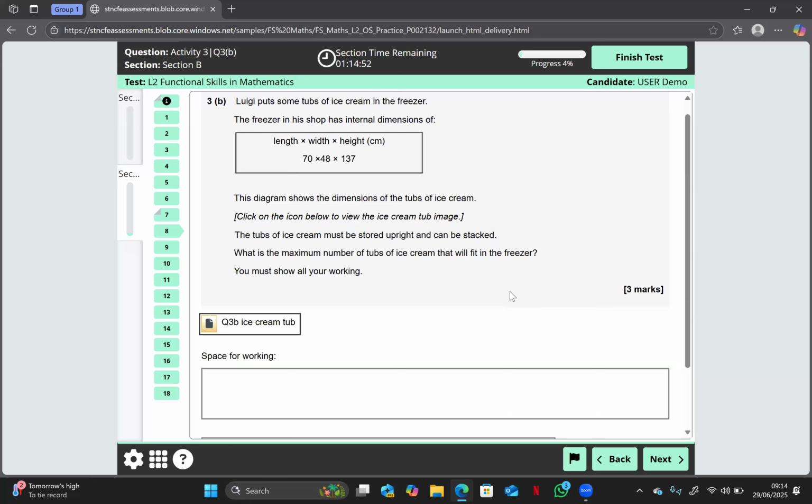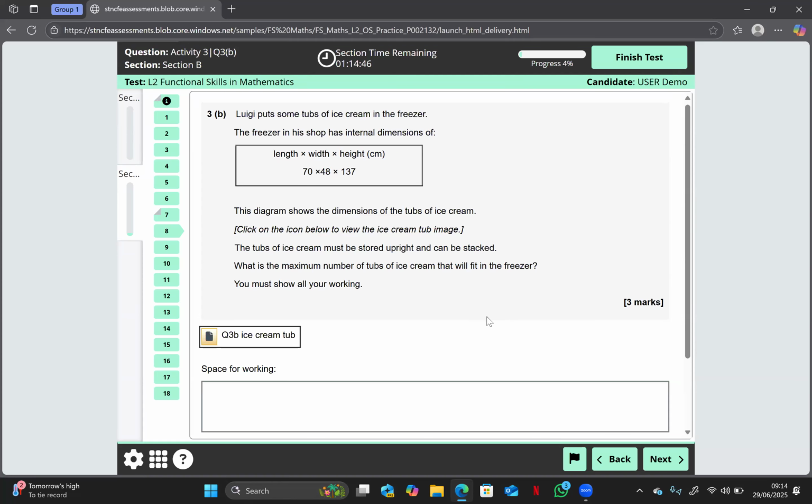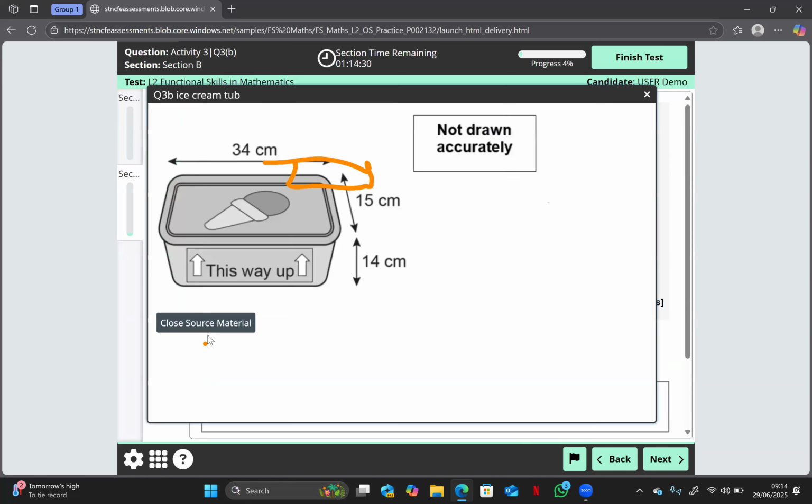So, what is the maximum number of tubs that will fit in the freezer? So we know that the freezer is 70 by 48 by 137. And the tub, the length is 34. I'm gonna write this up, 34 by 50. So, right, let's see, what was it?